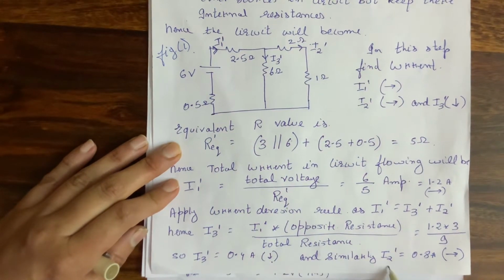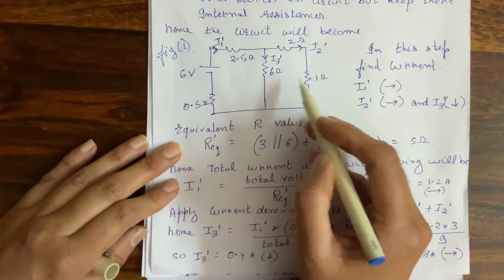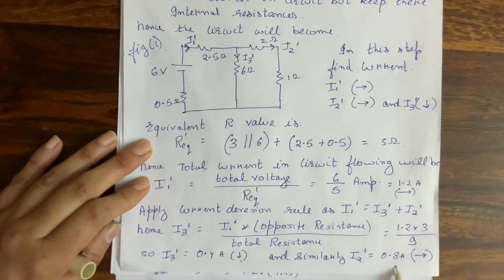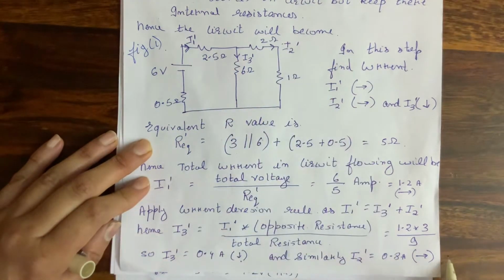In a similar way we can find I2 dash. Here I2 dash will be equal to total current into 6 upon 9. That comes out to be 0.8 ampere in the direction specified in the circuit, which is going towards the right.